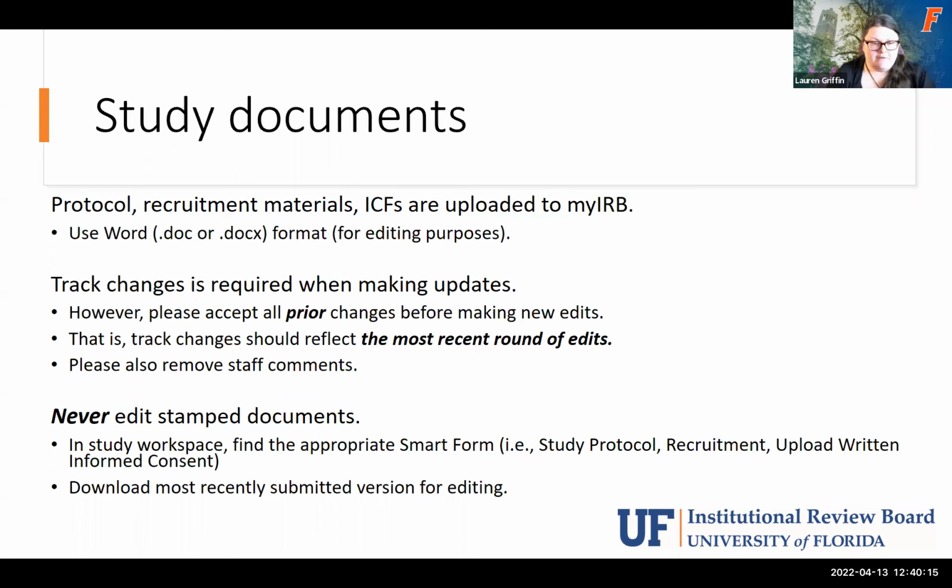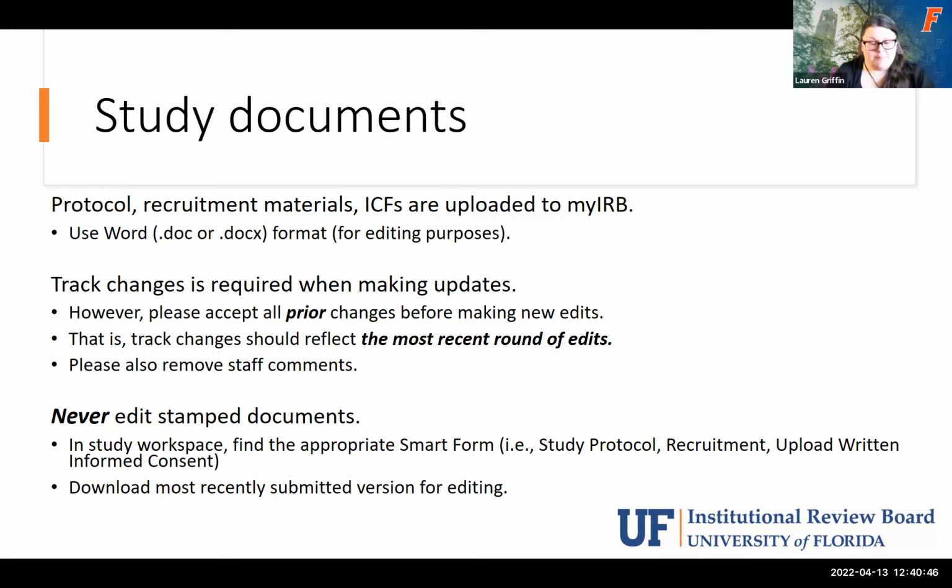We try and keep track of all the studies. We see several thousand every year. We see more revisions even than that. So it really helps my IRB staff and the reviewers to have track changes on so we can see specifically what's been changed. This saves us a lot of time, which makes reviews go a lot more quickly. And it also means that there are fewer times where we have to get back to you and ask questions. So we ask that you use track changes when you're making updates.